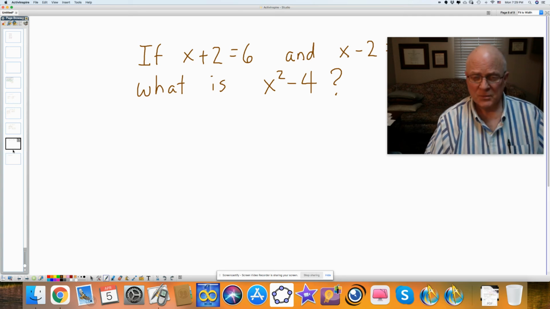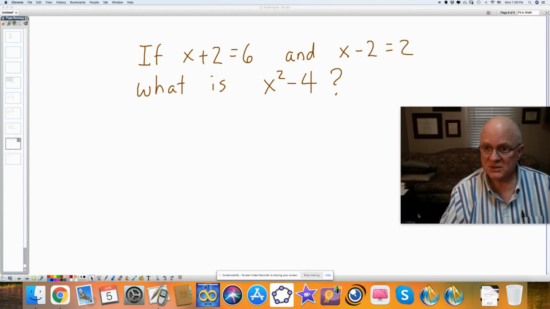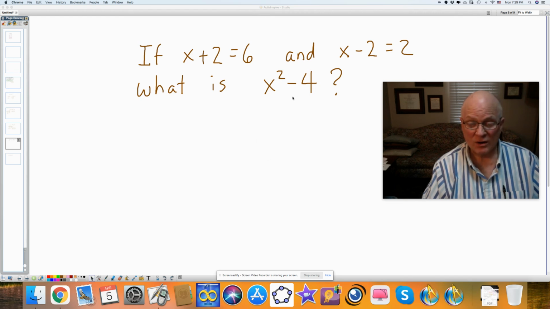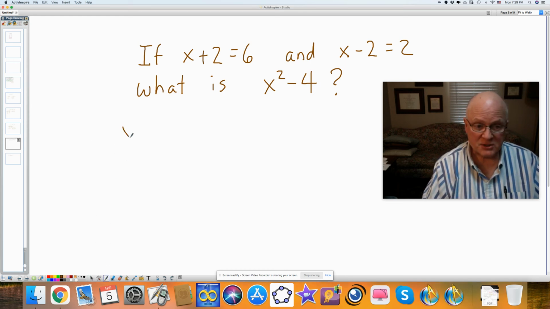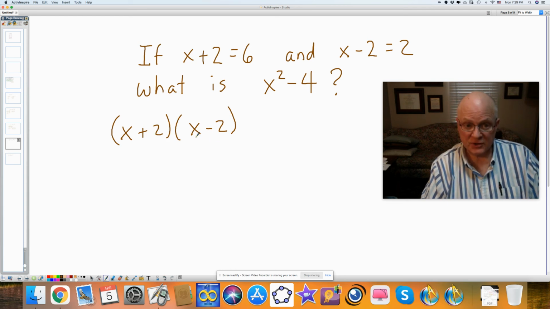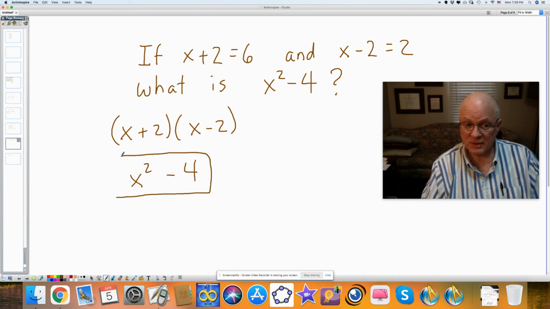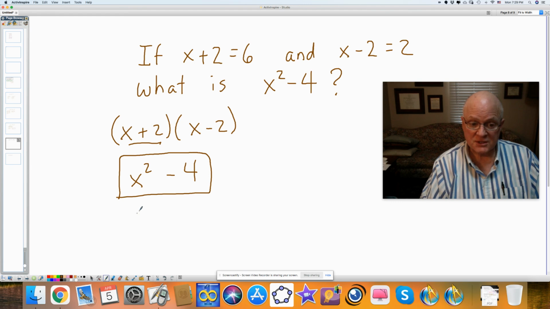Now, here's the question. What if x plus 2 is 6 and x minus 2 is 2? What is x squared minus 4? We don't have an x squared minus 4, but we do have x plus 2 and x minus 2. And if I multiply these two together, this is a difference of squares. These two terms are conjugates of each other. And so I can go, this is x squared minus 4. If you need to use the box, you could use the box to expand it, but I'm just going to go directly to this because it's shorter. Well, what is x squared minus 4? It's this first term, which is 6, times this second term, which is 2, and I get 12. So my answer is 12.